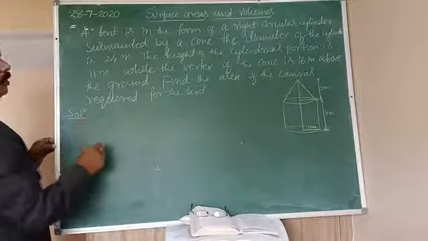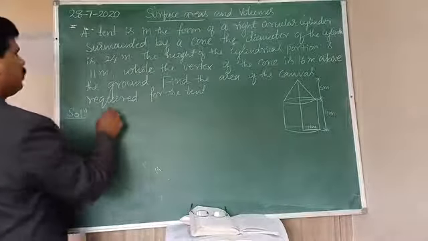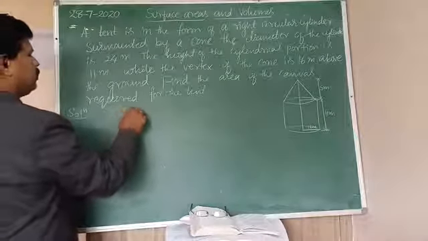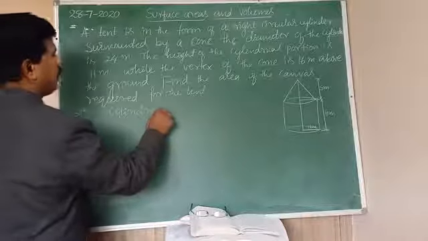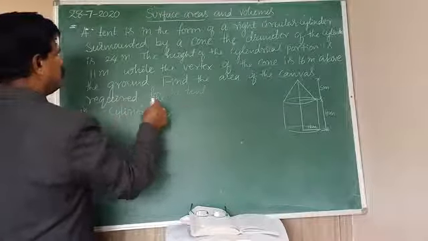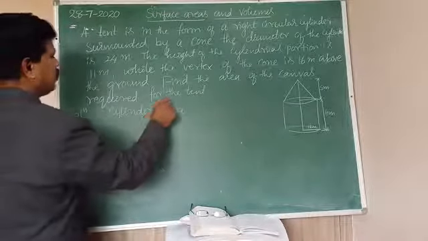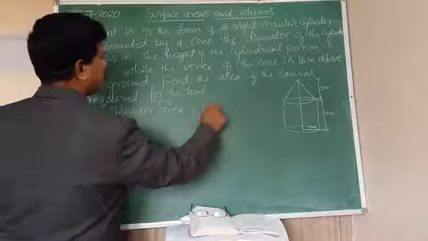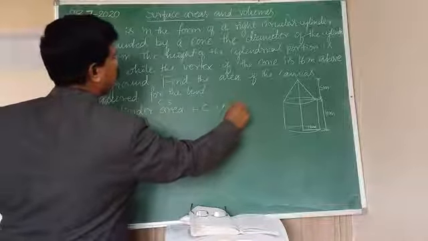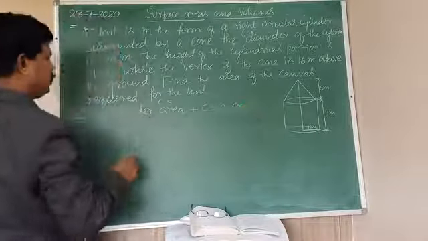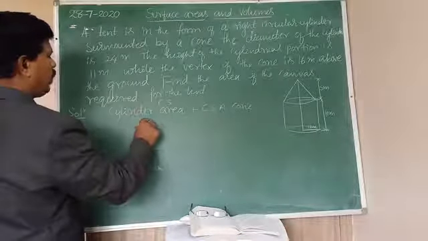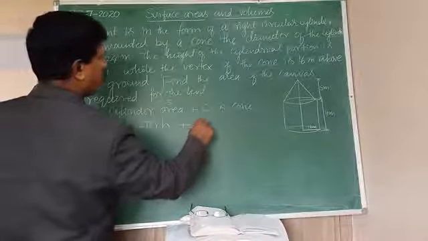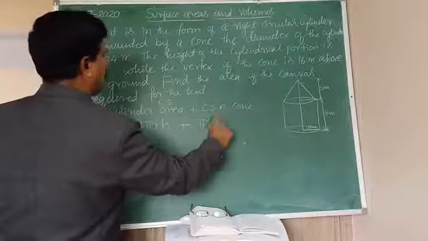First, the solution. So what is given? You write down the cylindrical part. Cylinder curved surface area plus curved surface area of cone. So here this is 2 pi r h plus CSA of cone, which is pi r l.